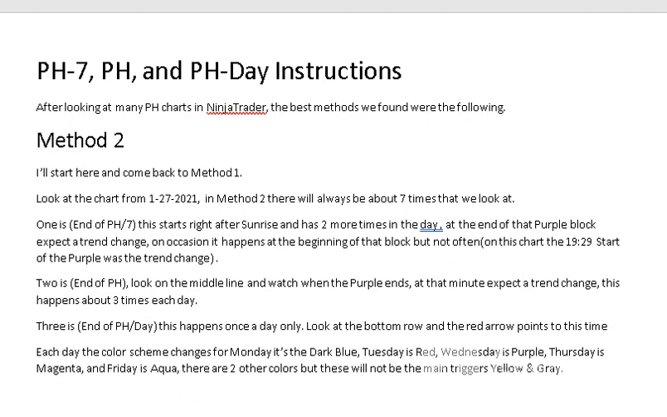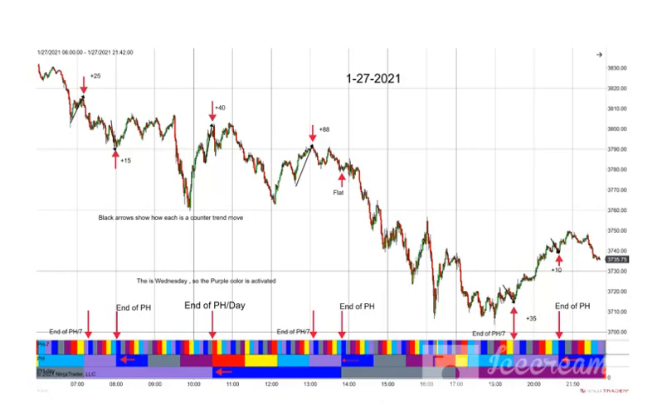You can read the text here on method 2. You can pause this to read that. I'm going to move to the chart. So here's the chart. You can see the pH indicator at the bottom of the chart screen. We've got the pH 7 on top, then the pH, and then the pH day. On this particular day, it's a light purple day.